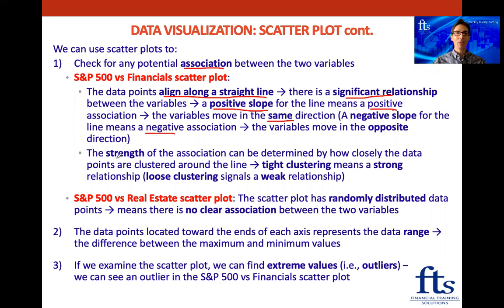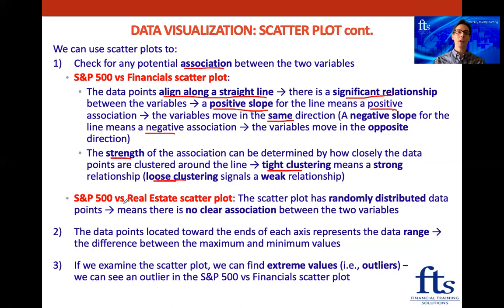And then the strength of the association can be determined by how closely the data points are clustered around our line. Our clustering was quite tight for this S&P 500 versus financials. And what does that mean? It means we've got a strong relationship. If we had loose clustering, that would mean a weak relationship.